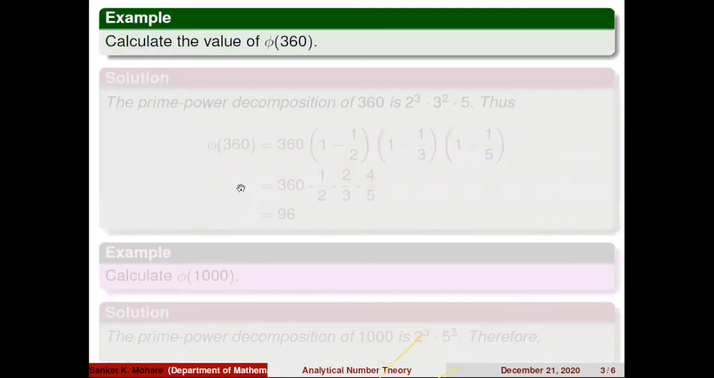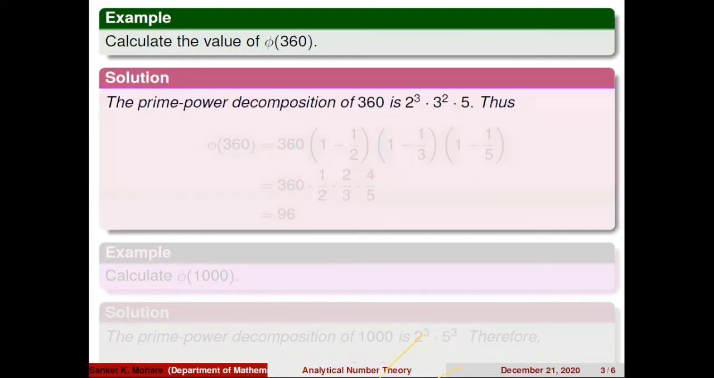Let's have one example. Calculate the value of phi of 360.